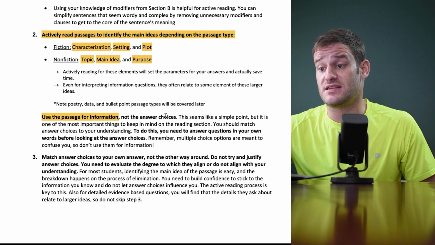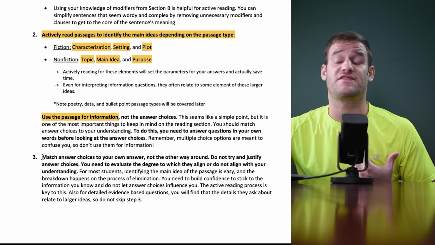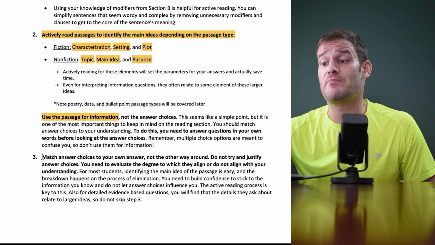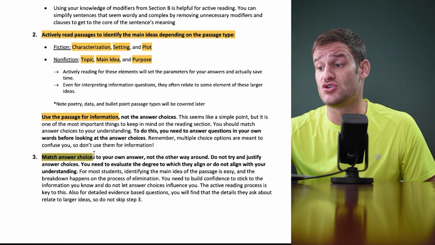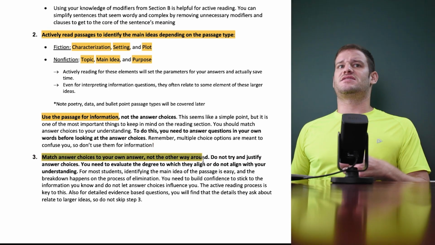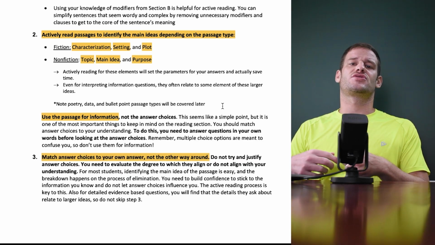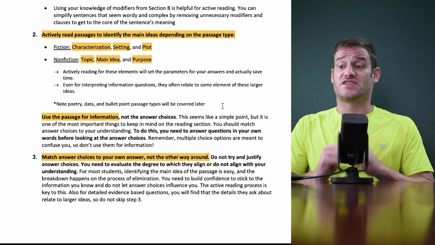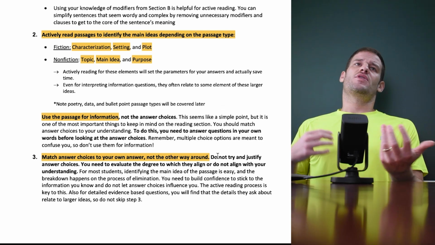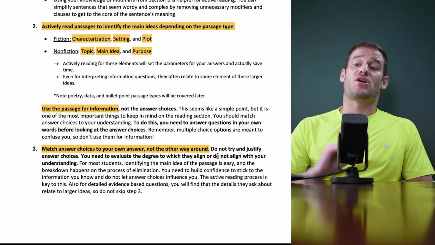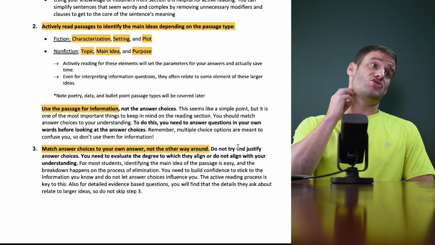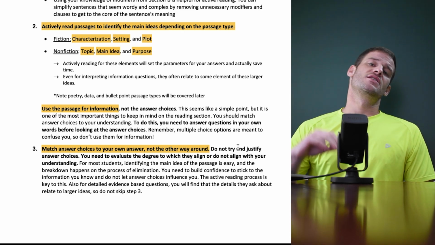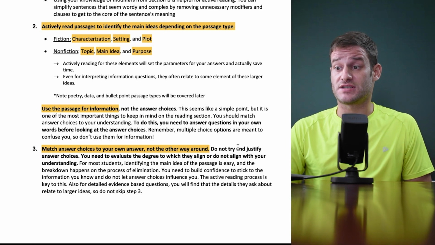And the last thing with that, and this relates a lot to the process of elimination, which I covered in the previous video, is that you want to match answer choices to your answer, not the other way around. Again, this relates to the idea that you don't want to let the answer choices influence your decision making. Do not try and justify answer choices. Keep in mind they are imperfect approximations of information. If I asked you, in many cases, to write your own answer to SAT questions, you would write better answers than the answers that are provided in the multiple choice.